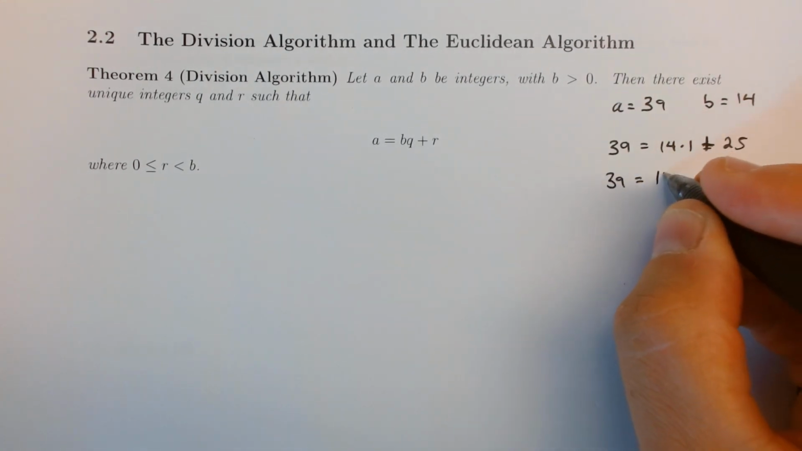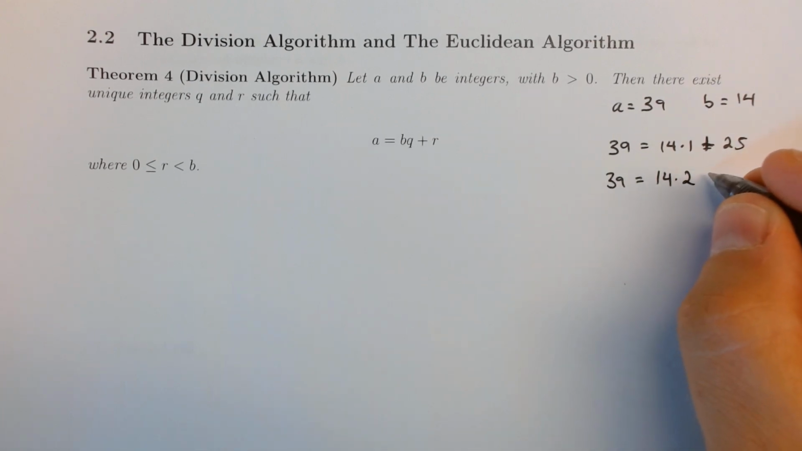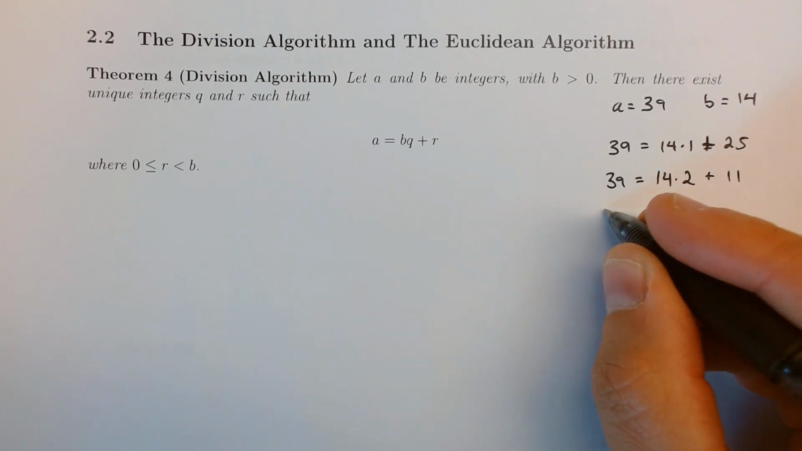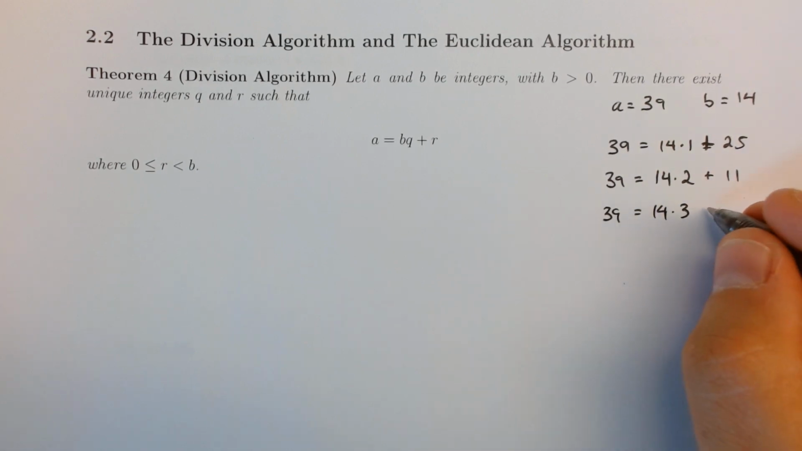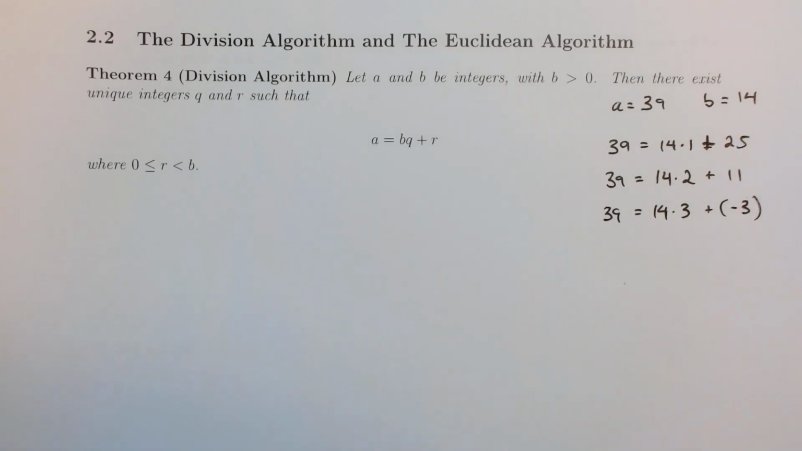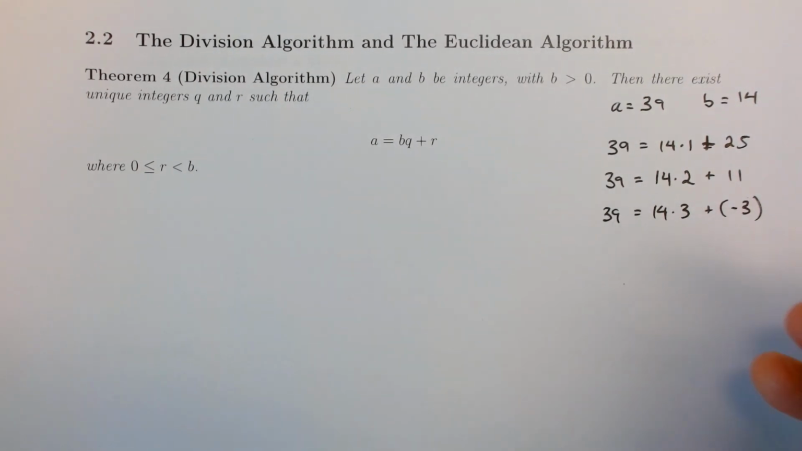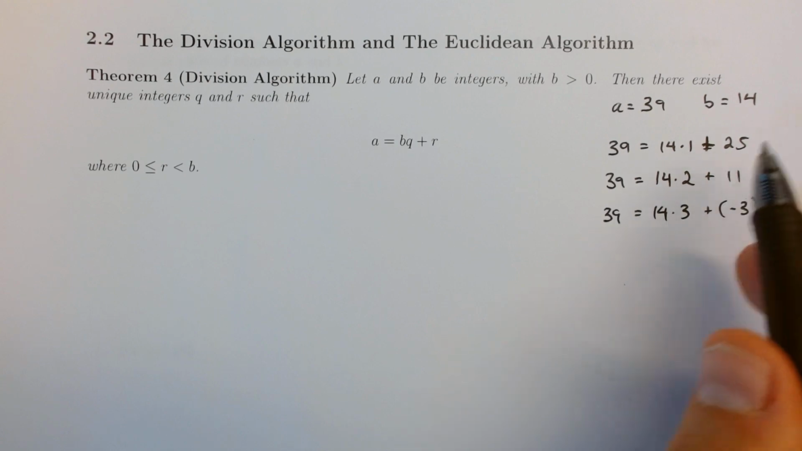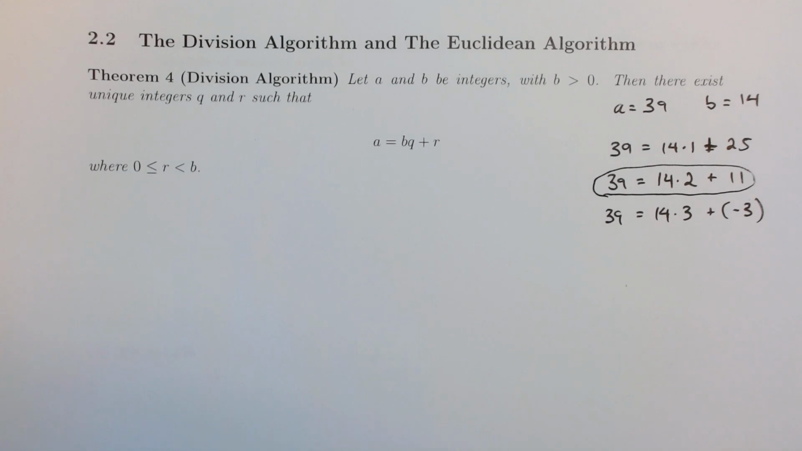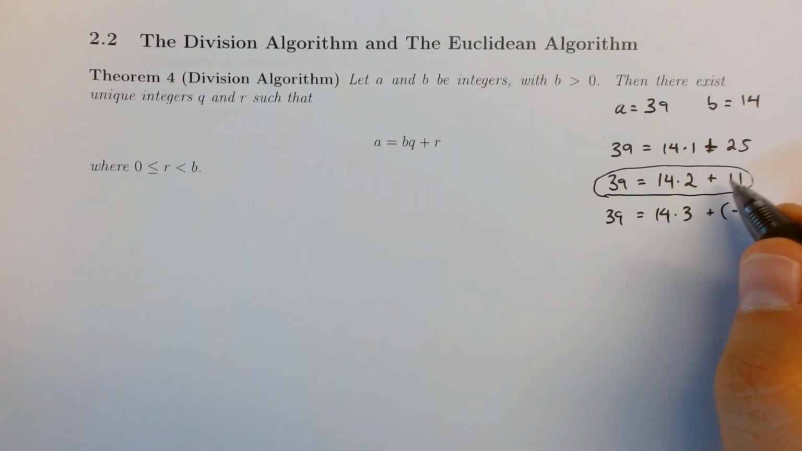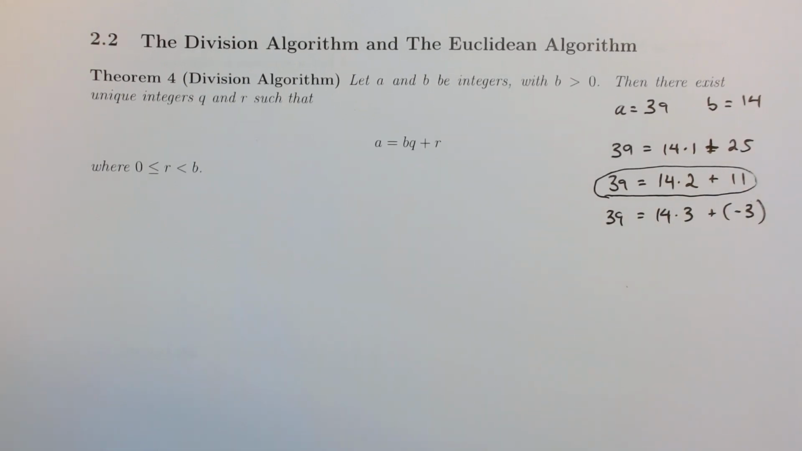We could use a quotient of 2. That gives us a remainder of 11. Or we could use a quotient of 3. That kind of goes too far, giving us a remainder of minus 3. But there are a lot of different pairs of q and r, of course. The one that we want is the one where the remainder is smaller than the thing we're dividing by. So that only happens here. And so our claim in this theorem is that that's unique, that you get a unique q that gives you a unique remainder between 0 and b.